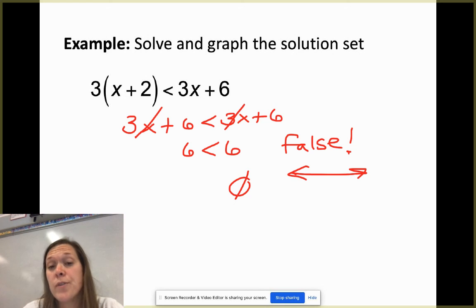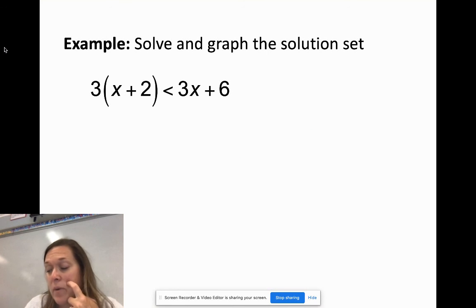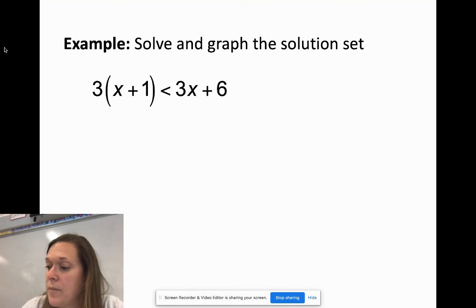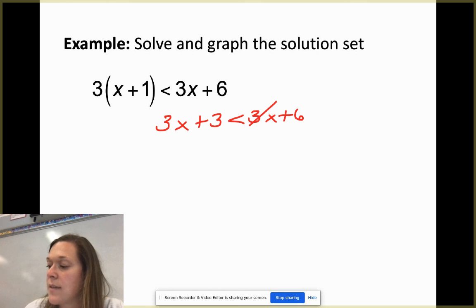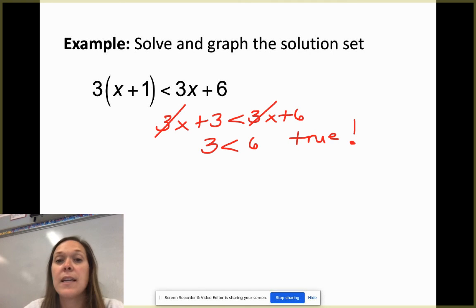For it to be true, it would need to have an equals to with that inequality, and then it would be all real numbers. So let's look at one of those. So here we have 3 times x plus 1 is less than 3x plus 6. So that leaves us with 3x plus 3 is less than 3x plus 6. Your 3x's cancel. Now I'm left with 3 is less than 6. That is true. So this is an identity, meaning every single number that we could possibly come up with would be a solution to this inequality.